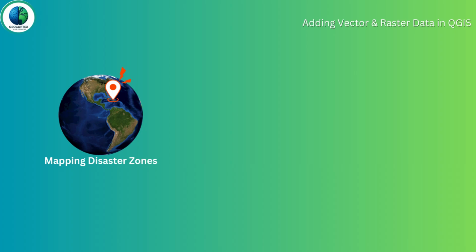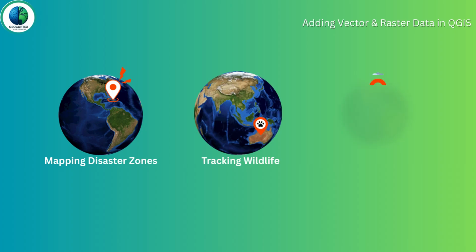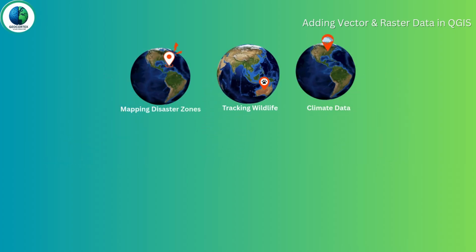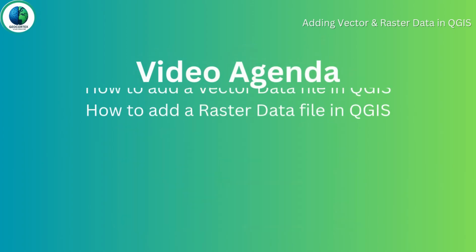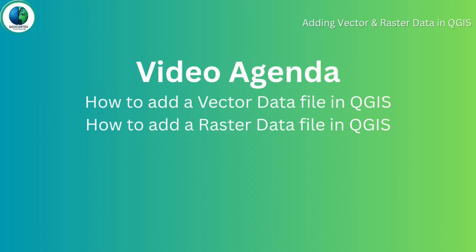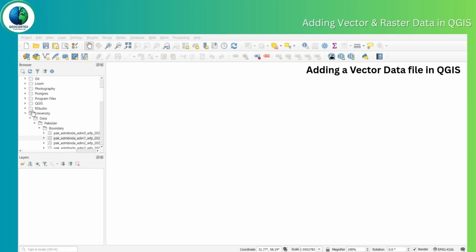Whether you're mapping disaster zones, tracking wildlife, or visualizing climate data, vectors and rasters are your foundation. Once you know how to load and style them, you can turn raw data into powerful maps that tell real stories. Let's start with vector data. Let's start loading some data into QGIS.